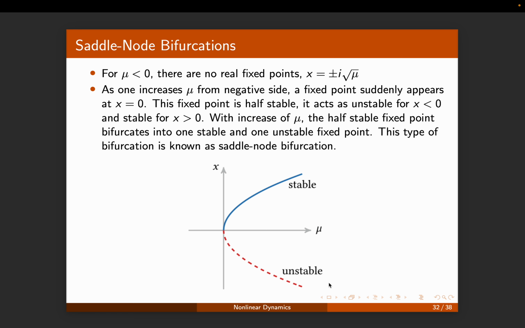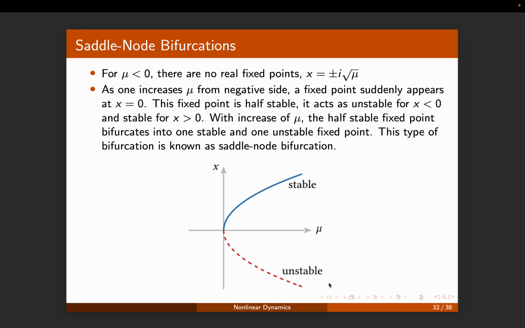So, as mu increases from negative to positive, a fixed point suddenly appears at x equal to 0, and this fixed point is half stable. And with the increase of mu, this half stable fixed point bifurcates into one stable and one unstable fixed point. This type of bifurcation is known as saddle node bifurcation. So we can see the picture here.